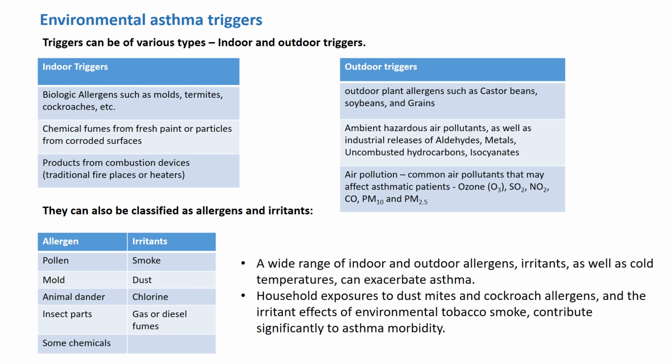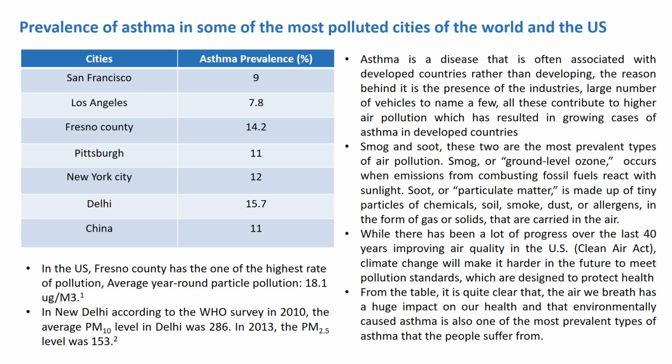Prevalence of asthma in polluted cities. On the left is a table of cities listed as being the most polluted and the asthma prevalences associated with them. Environmental asthma is a disease that is often associated more with developed countries rather than developing countries, as they have more industries, vehicles, and a larger population, which contributes to the air pollution.